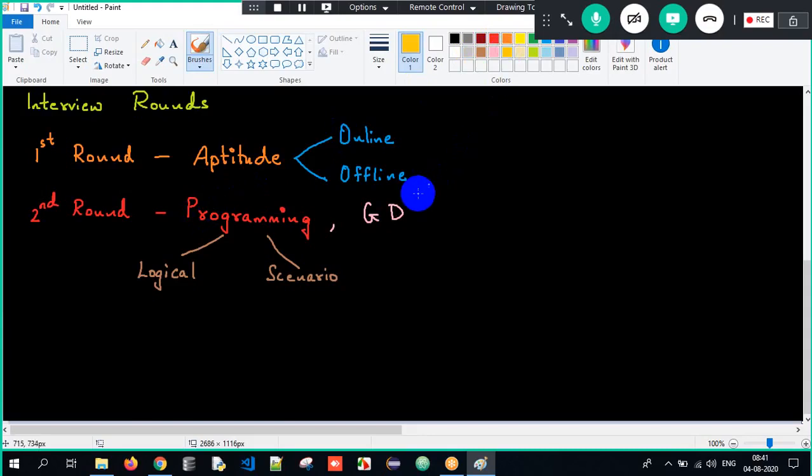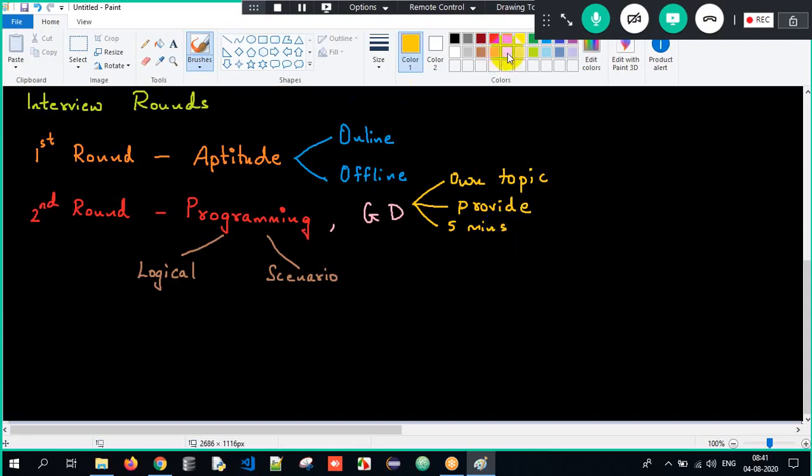Again, in GD round here, they might give their own topic, or they might provide you a particular topic, and they'll give you 5 minutes of preparation time. For example, imagine the GD round is about this pandemic COVID-19. They will tell you to talk about COVID-19, and they'll give you 5 minutes to prepare, whether you talk for or against. Good communication and good confidence is what they're going to look for.